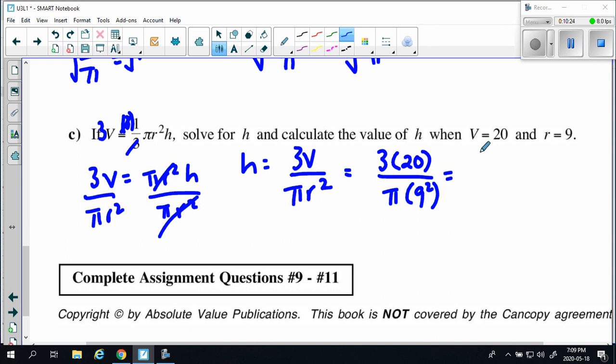So I'm going to clean this up a little bit. 3 times 20 is 60, and then 81 pi. Now be careful, when you type this in, you better put the bottom in brackets or you're going to get it wrong. Bracket 81 pi, close the bracket, and I'm getting 0.2 as the value of h.